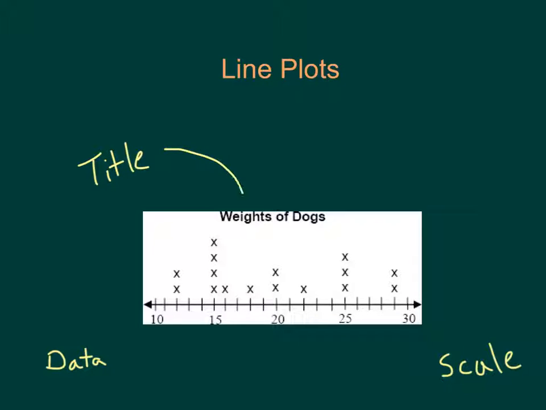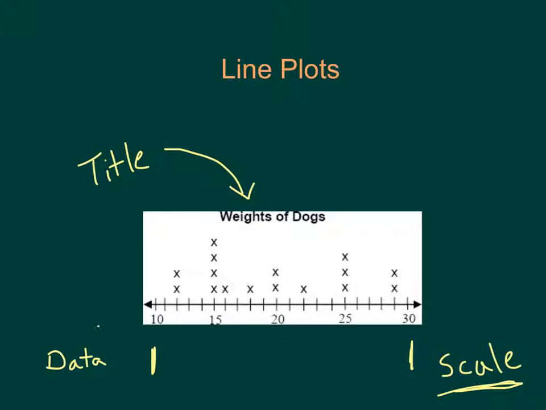One is a title. Obviously, that's important because we need to know what it is that we're looking at. So in this case, we can see that we're looking at the weights of dogs. Now, line plots always have what's called a scale. The scale is the number that starts your line plot and the number that ends your line plot. So the scale for this line plot is from 10 to 30.